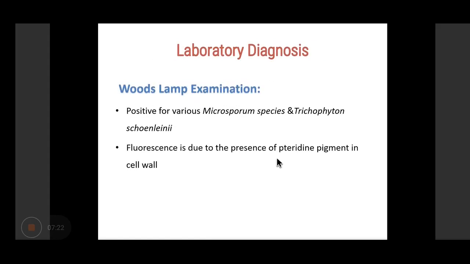So how will we diagnose this dermatophyte infection? We can go for Wood's lamp examination. Some of the species fluoresce, so we can use the Wood's lamp to see the fluorescence. This is positive in Microsporum species and Trichophyton schoenleinii. They fluoresce because of the pteridine pigment present in the cell wall. The Wood's lamp is a small piece of equipment where we put the specimen inside, make the area dark, and look for the fluorescence.